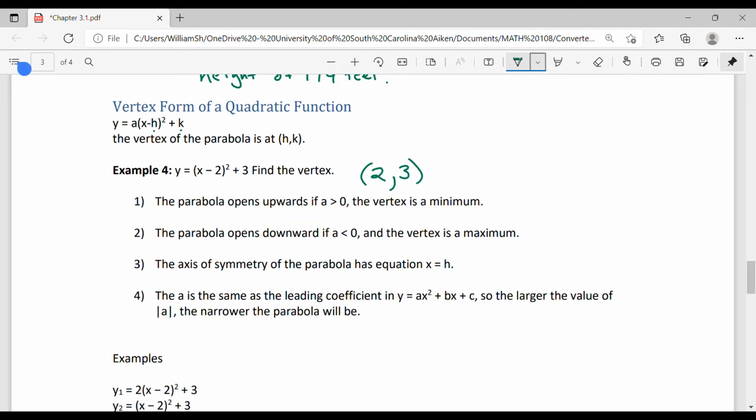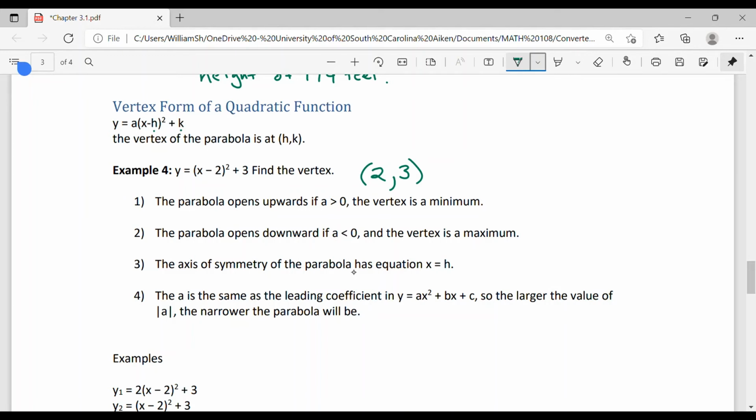Easy enough. Now a few points that we need to go over and make sure we have concreted down: the parabola opens upward if a is greater than 0, and in that case the vertex is a minimum. If the parabola opens downward because a is less than 0, the vertex is a maximum. The axis of symmetry of the parabola has the equation x equals h, just your h value here, which is the x value of your vertex.